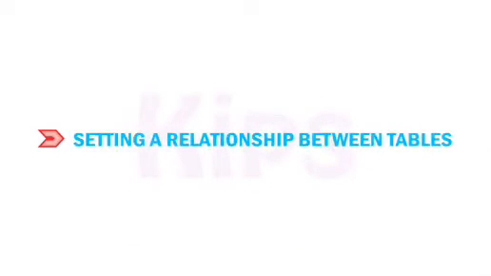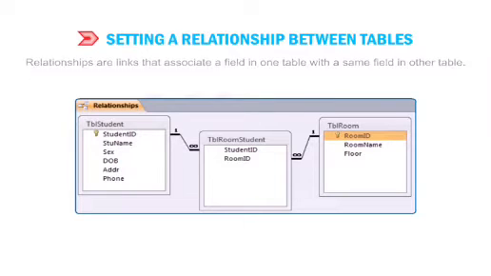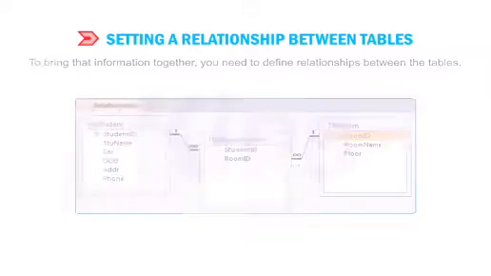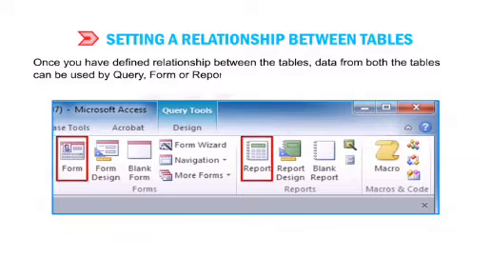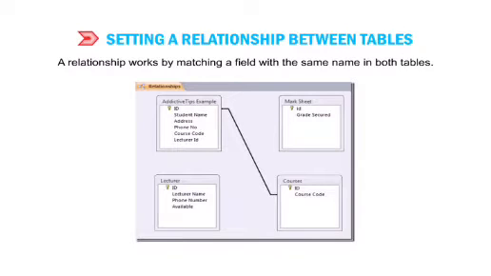Let us now discuss setting a relationship between tables. Relationships are links that associate a field in one table with the same field in another table. In Access, you store data in multiple tables. To bring that information together, you need to define relationships between the tables. Once you have defined a relationship between the tables, data from both the tables can be used by a query, form, or report. A relationship works by matching a field with the same name in both tables.